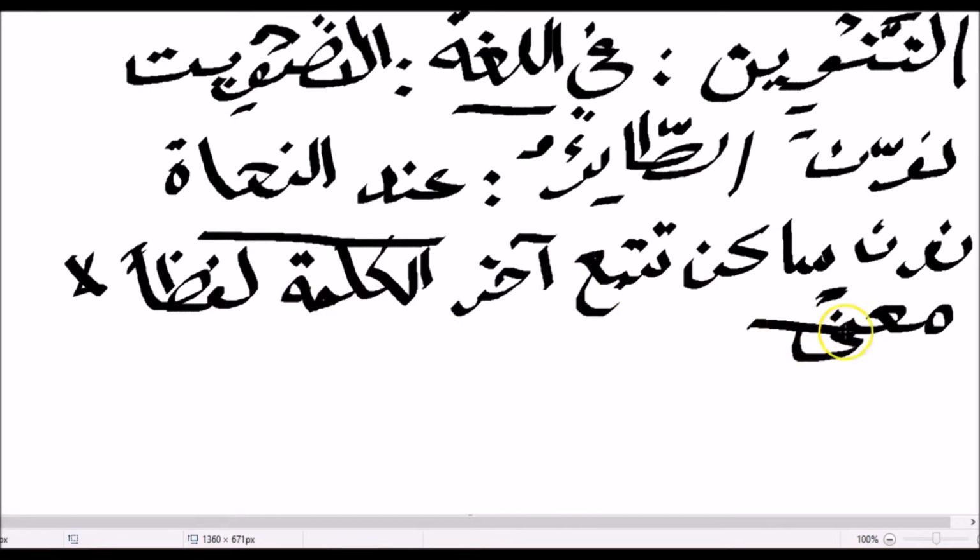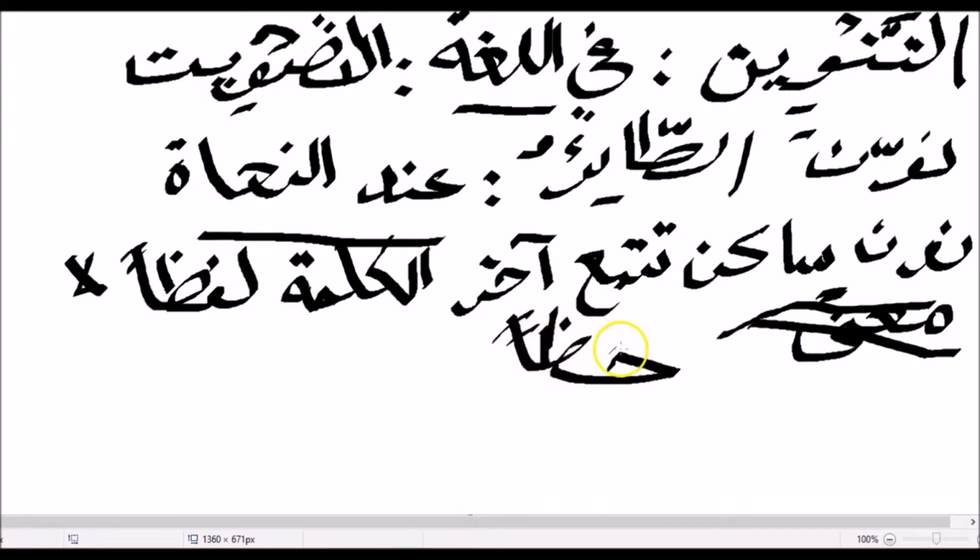لا خطا. I made a mistake earlier. تتبع آخر الكلمة لفظا لا خطا. It is a نون ساكنة. This is the correct one, not معنى, as I mistakenly said. It is a نون with سكون on it, at the end of the word, lafzan.